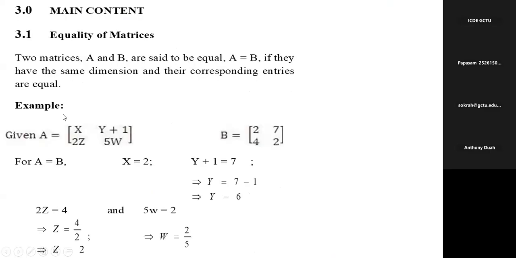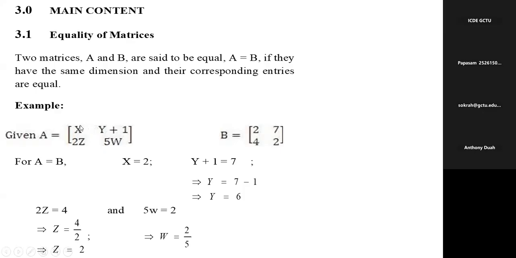There are more examples here. Look at this. If I give you A to be this, and I give you B to be this, then I ask you to find the value of X, Y, Z, and W if A is equal to B. So this is to test the knowledge of what?